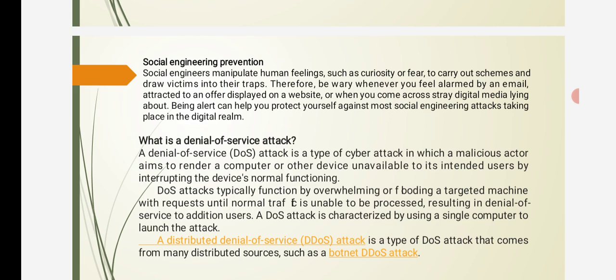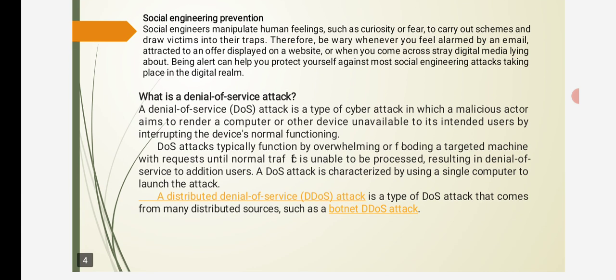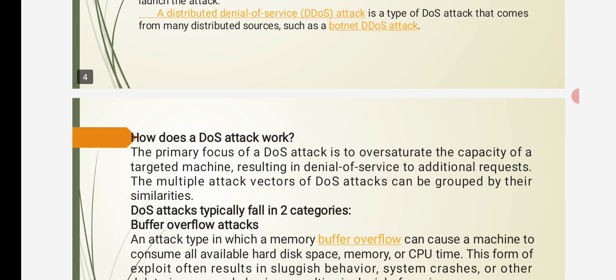The DoS attack is a type of cyber attack in which the malicious actor aims to render a computer or other device unavailable to its intended user by interrupting the device's normal functioning. DoS attacks typically function by overwhelming or flooding a targeted machine with requests until normal traffic is unable to be processed, resulting in denial of service to additional users. A DoS attack is characterized by using a single computer to launch the attack.